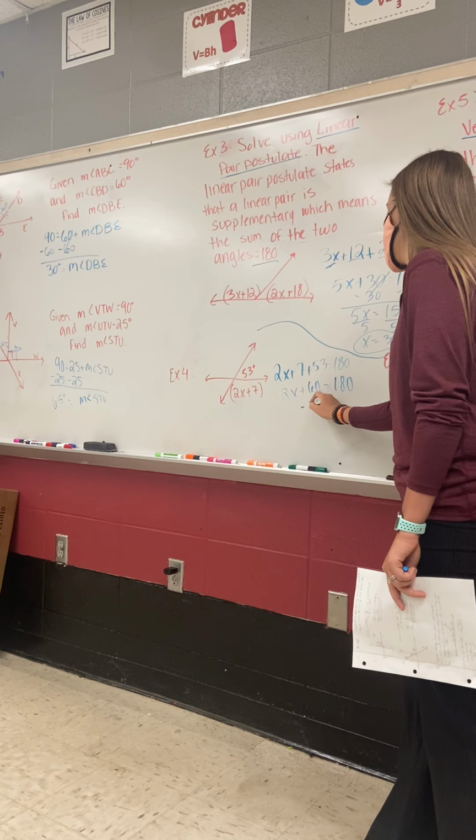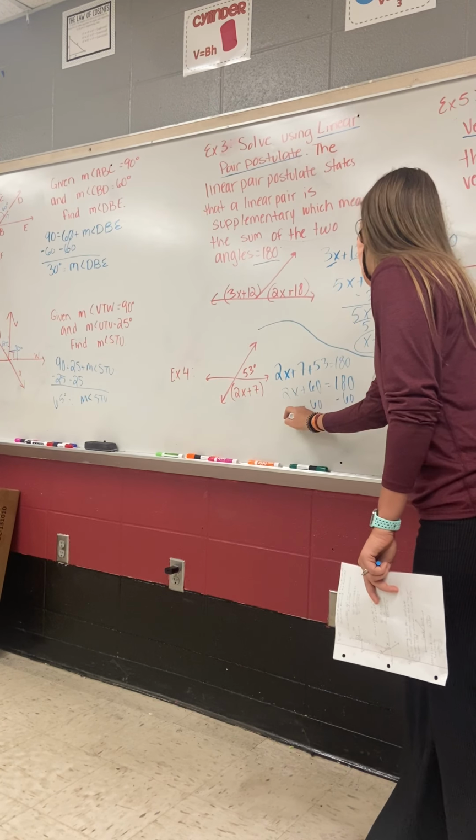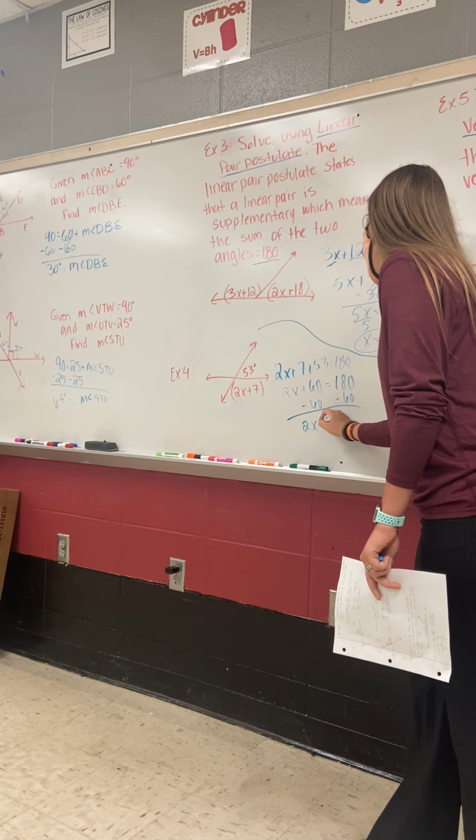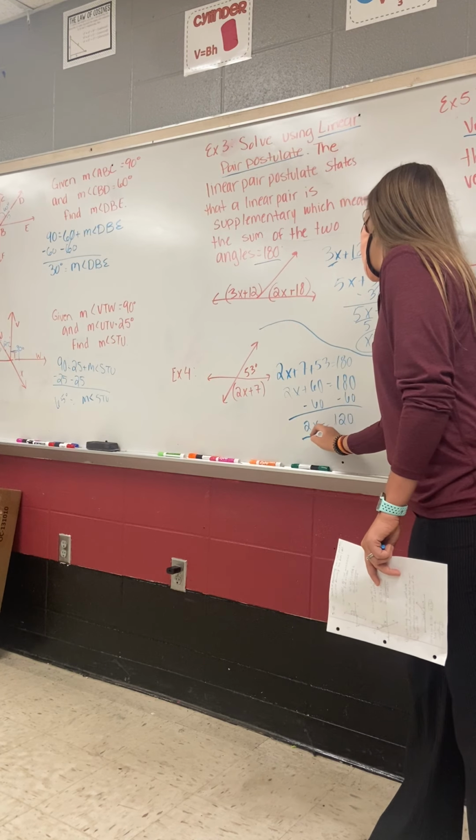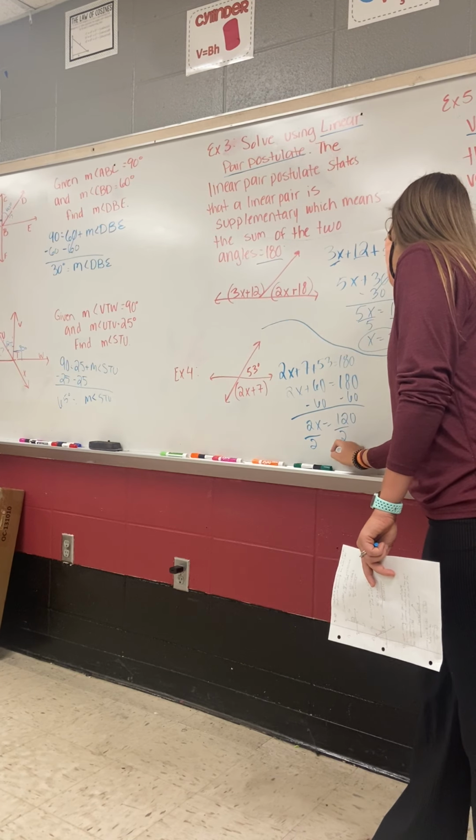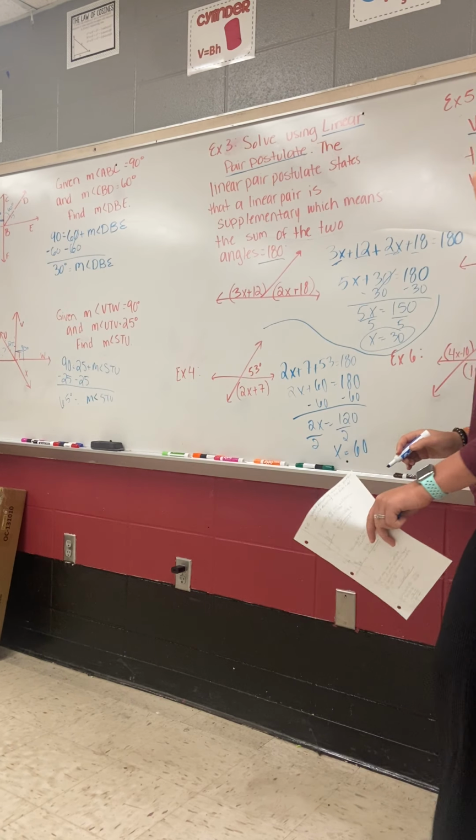Okay, we're going to subtract 60 on both sides. We're going to have 2x equals 120. Divide by 2, divide by 2, so x will be 60. Okay?